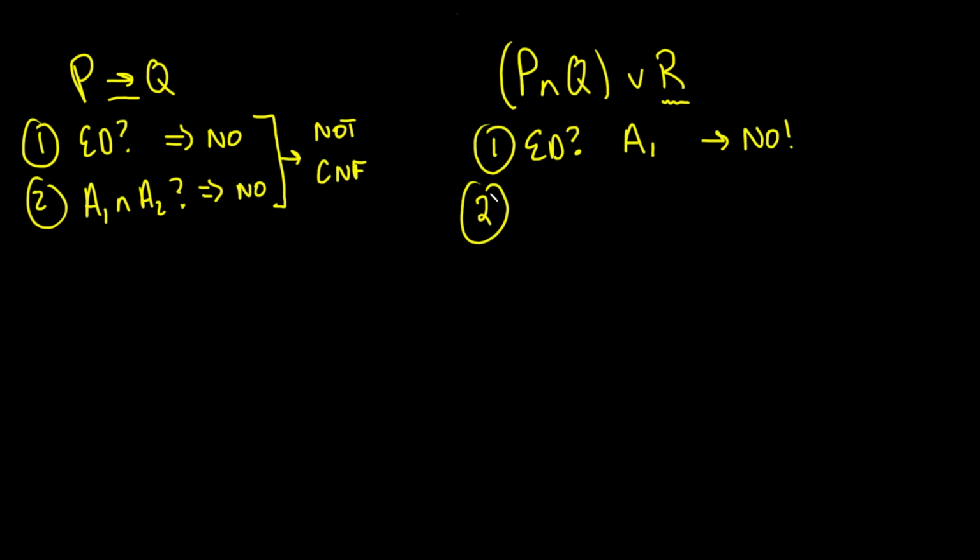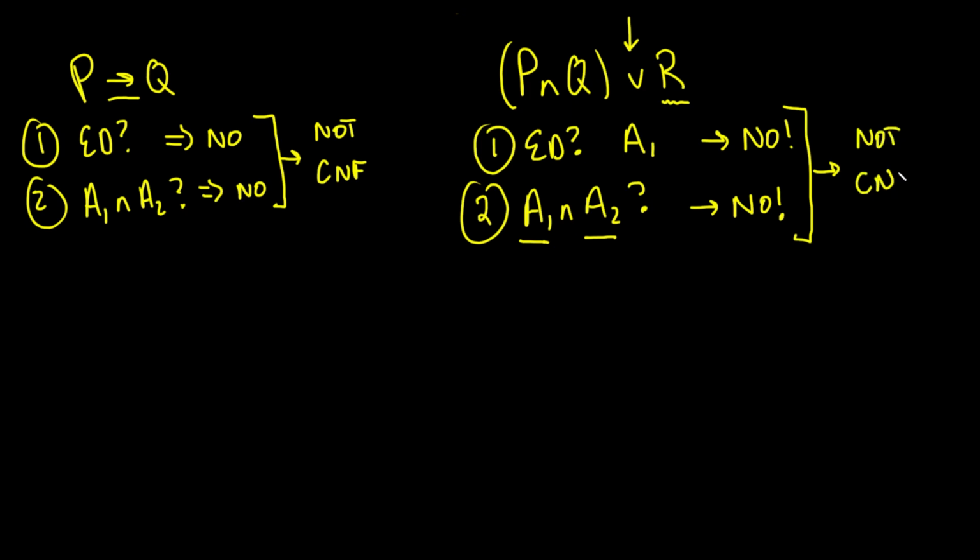Again, the second question we can ask is, is this formula a conjunction of elementary disjunctions? If it is, then we can say it is in conjunctive normal form. However, when we look at this formula, we see that it is not a conjunction. In fact, it is a disjunction here. And so we can say also that this is not a conjunction of elementary disjunctions. And since we can answer no to both of those questions, this formula is also not in conjunctive normal form.